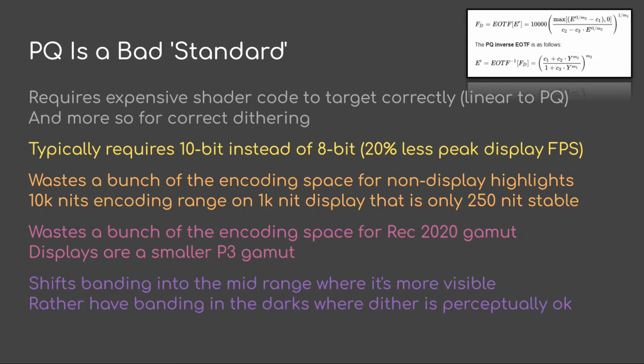It also wastes a bunch of the encoding space for non-displayed highlights because the encoding space is absolute 10K nits, which is really not true. And typically I might have, say, a 1K nit display, or maybe something that's only 250 nit in its stable configuration. It wastes a bunch of the encoding space for Rec 2020 gamut. The displays are a smaller P3 gamut. It also shifts the banding into the mid-range where it's more visible. I'd rather have banding in the darks where it is more perceptually okay.